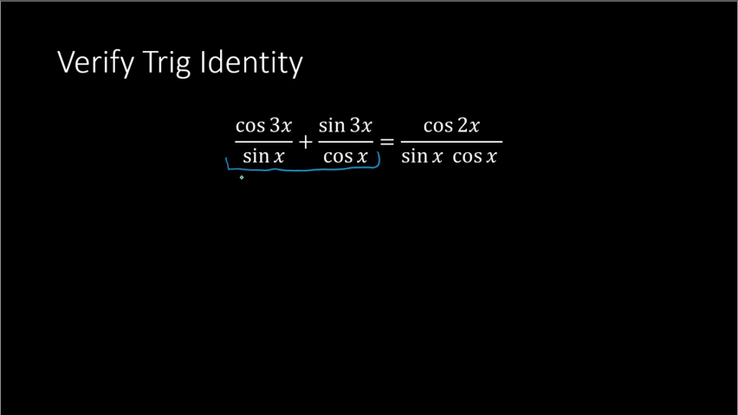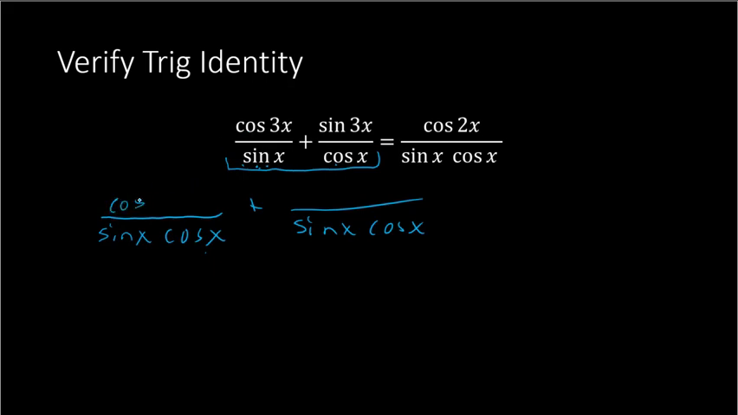And to do that, we would need to find a common denominator. Well, we see sine of x and cosine of x. If you multiply those together, that would give you your least common denominator. So we do that for both fractions. We're going to rewrite with this new denominator. The first fraction, we had sine of x. Now we have cosine of x as well. So we have to multiply the numerator by cosine of x also. So we have cosine of x times cosine of 3x.